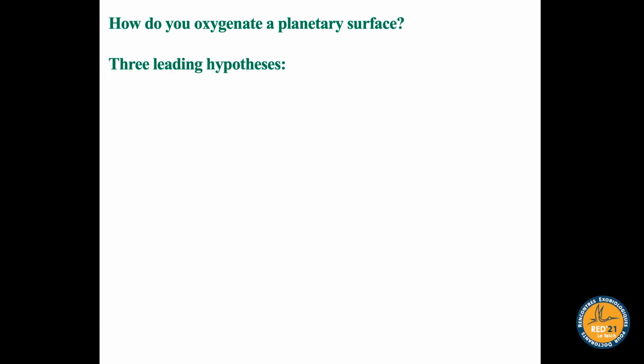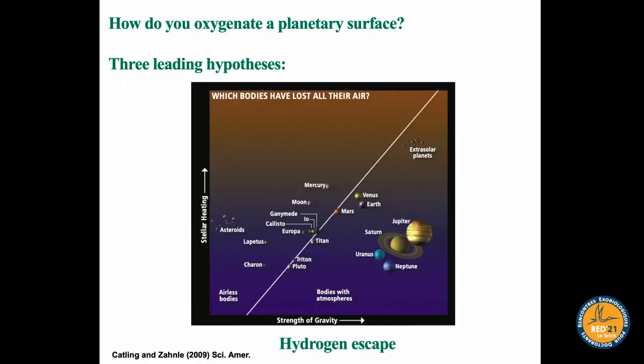Now, that was a very, I know, dense overview of this Great Oxidation event and this dramatic two-step history and that really important transition that was the Great Oxidation event about 2.5 to 2.4 billion years ago. Let's take a step back and ask ourselves, how do we oxygenate a planetary surface, an atmosphere? Well, there are three leading hypotheses. The first is something that we call hydrogen escape.